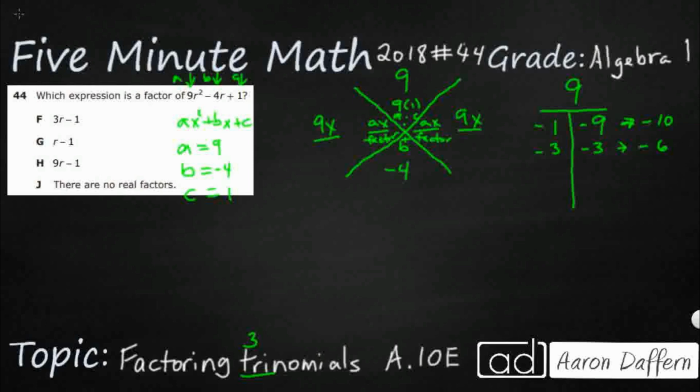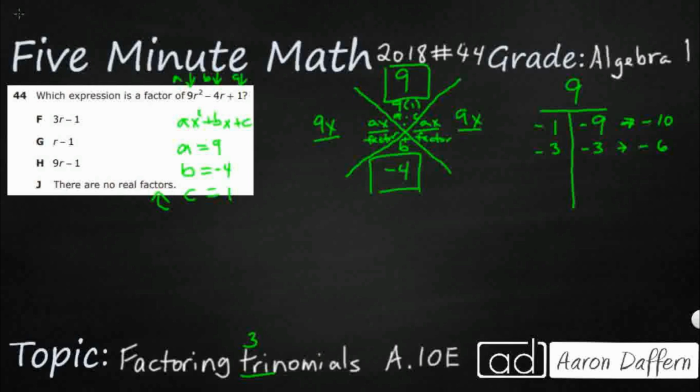Okay, so this is letting me know that this J right here is in play. Because if there are no real factors, I need to be able to multiply to positive 9 and add to negative 4. The fact that it's a negative 4, like I said, lets me know that at least one of the factors is going to have to be negative. If I want to multiply two factors and come up with a positive result right up here, they both have to be negative, right?